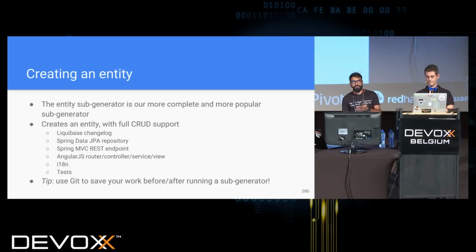It will create tests. If you have Gatling, it will create a Gatling test, and it will also create integration tests. If you have Protractor, it will create Protractor tests for you. So it will do an end-to-end generation for that particular entity. And if you have relationships, those will be added accordingly as well.